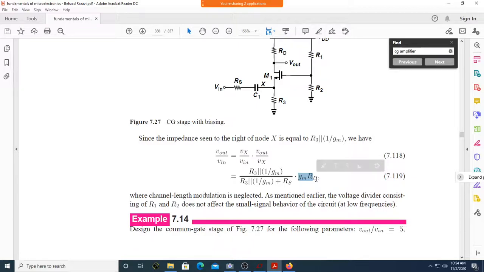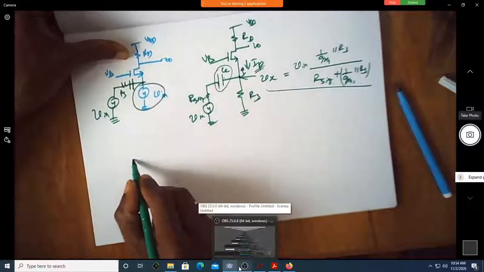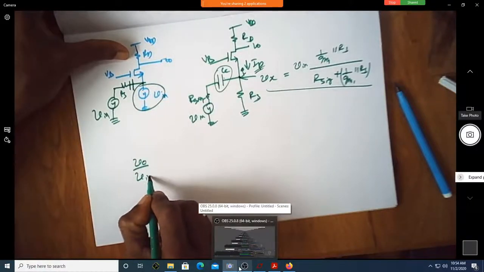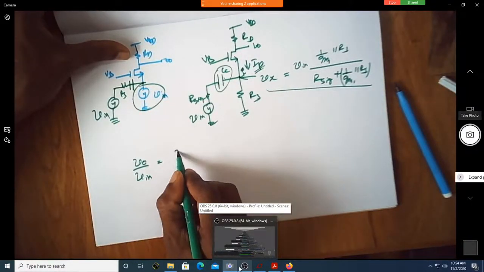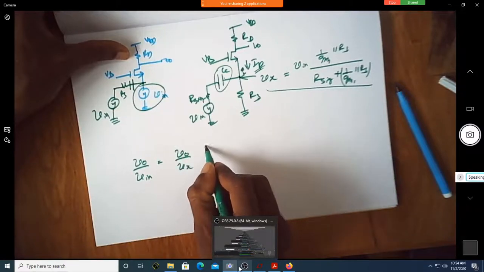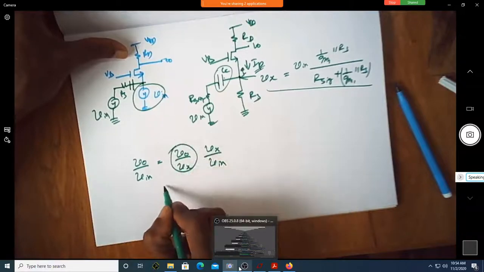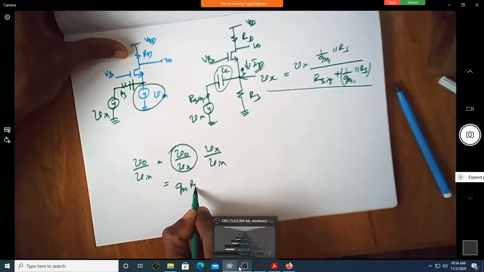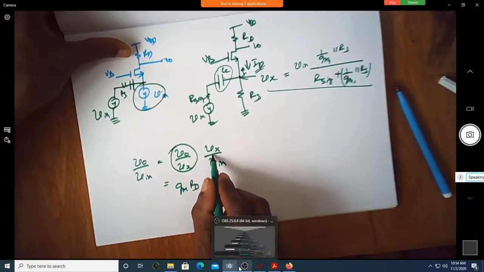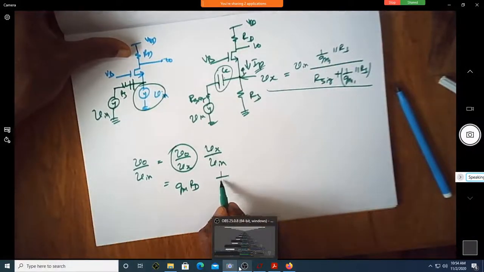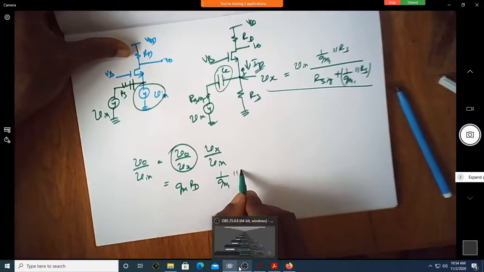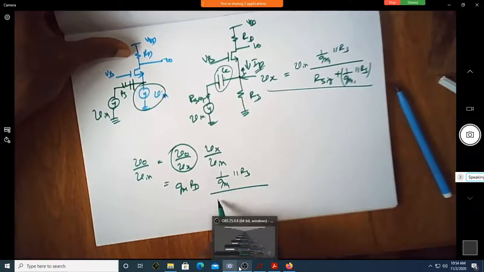See, ultimately, as we did in the earlier case also, you are supposed to find Vout by Vin. Shall I write Vout by Vx and Vx by Vin? GM into RD, what is this? It is this. 1 over GM1 in parallel with R3 divided by the rest.